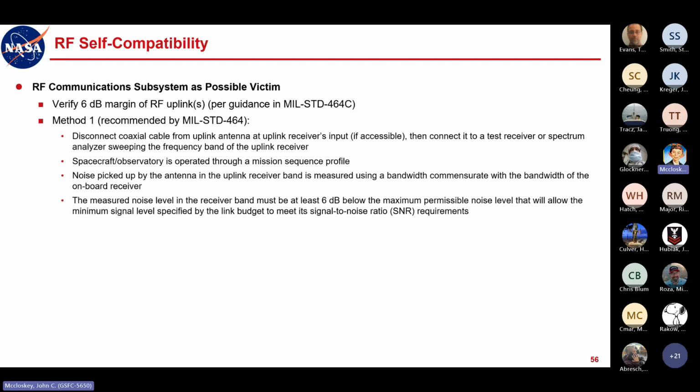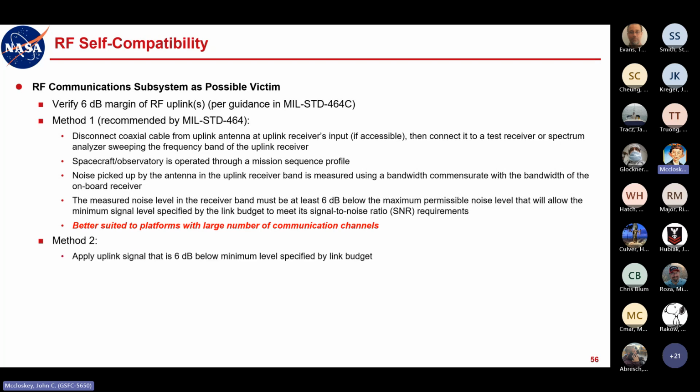Is it okay or not? And then you want to determine that the measured noise level, or RF background really, in the receiver band is at least 6 dB below the maximum permissible noise level that will allow the minimum signal specified by the link budget to meet the signal to noise ratio requirement. So this is better suited to platforms with a large number of communication channels, where you can look at a wide range of frequencies at once.